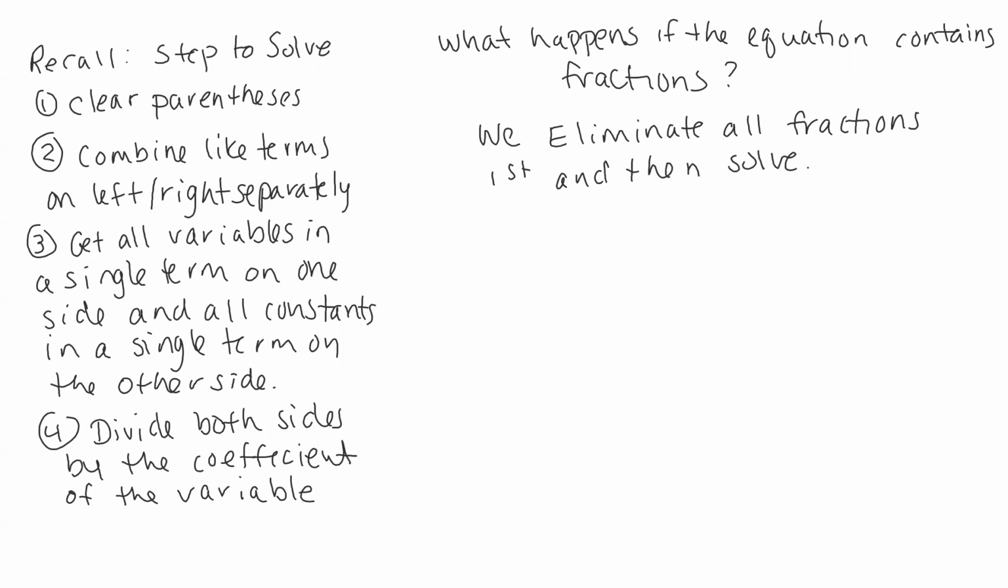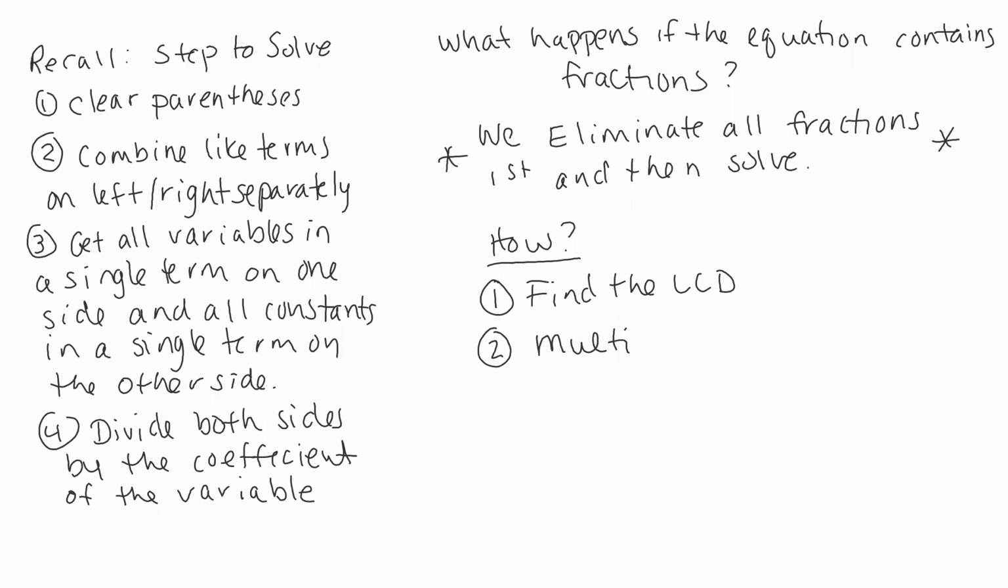All right, so this right here is very important. So now, how do we eliminate fractions? Well, the first step is to find the LCD. So look at all of the denominators in your equation and figure out the least common denominator, the smallest number all of your denominators would divide into. You then want to multiply all terms by the LCD.